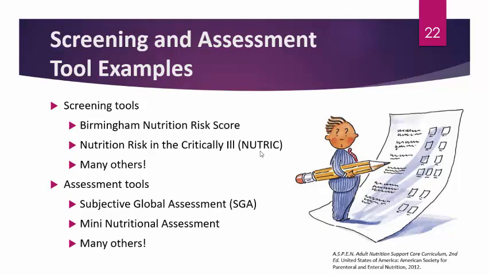There are many different screening and assessment tools that are out there and available to use. I just list a few of them here. Some of the ones that you may hear more about out in practice are the Subjective Global Assessment, which is an assessment tool that was developed in the late 1980s. But you also might hear about other ones such as the Birmingham, the NUTRIC score, and many nutritional assessments, and your core curriculum book actually lists dozens more. So there are many different screening tools and assessment tools that are available.